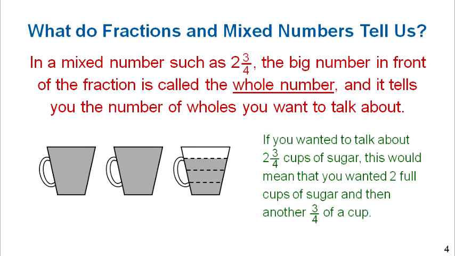In a mixed number such as 2 3/4, the big number in front of the fraction is called the whole number, and it tells you the number of wholes that you want to talk about. For example, if you wanted to talk about 2 3/4 cups of sugar, this would mean that you wanted 2 full cups and then another 3/4 of a cup.